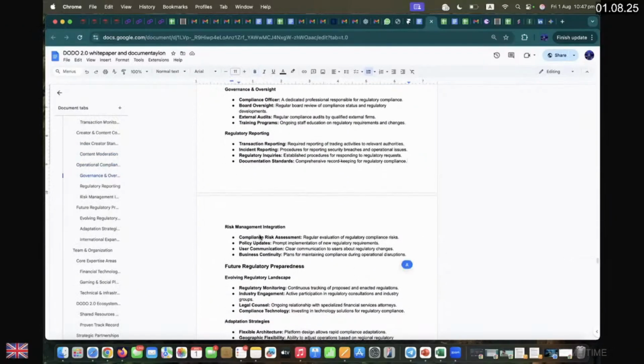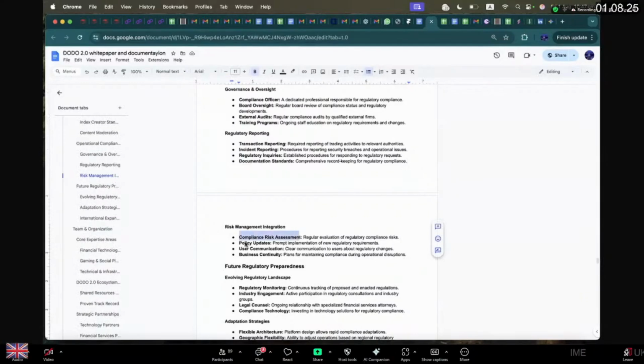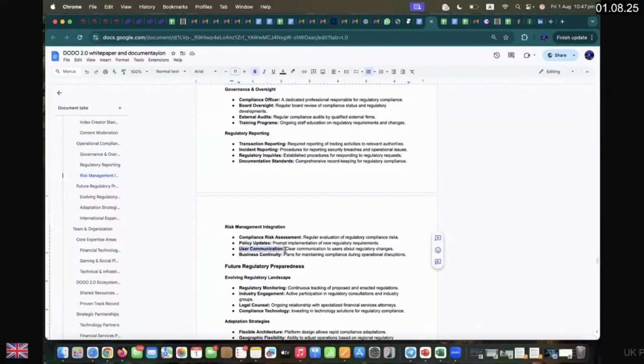Risk management integration, compliance risk assessment, policy updates, user communication, and business continuity. So, this is how we will be able to equally manage the risk integration with our framework.